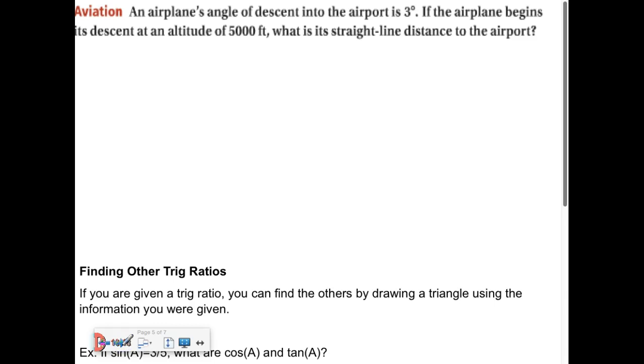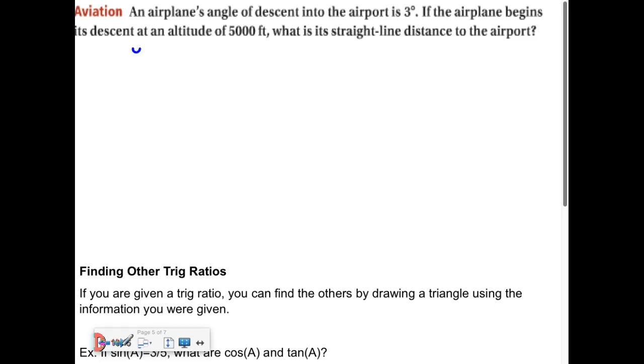All right, so we have an airplane. And its angle of descent, so descent means it's going down, so it's going down into the airport is 3 degrees. Okay, we wouldn't want an airplane to be going down really fast, so it's going down at a slow degree of 3 degrees. If the airplane's descent is at an altitude of 5,000 feet, so altitude means how high that plane is, we want to know the straight line distance to the airport.